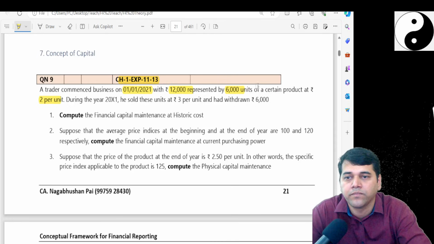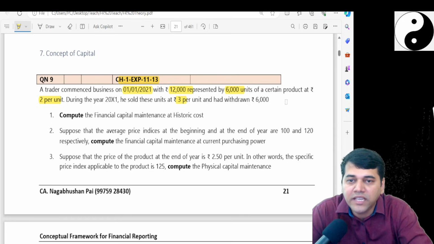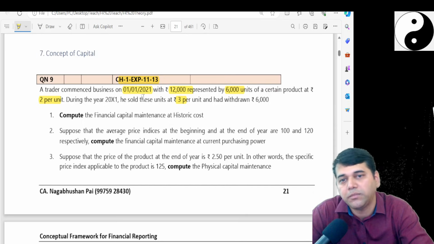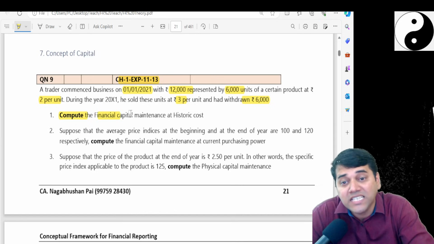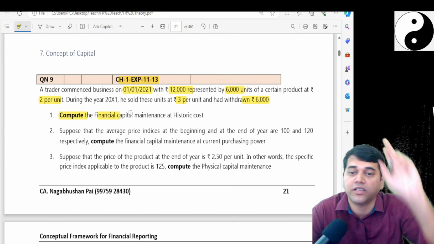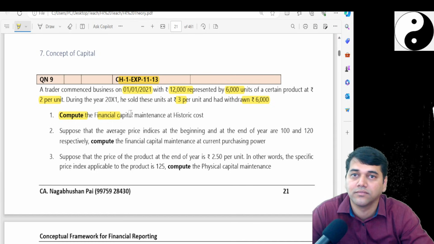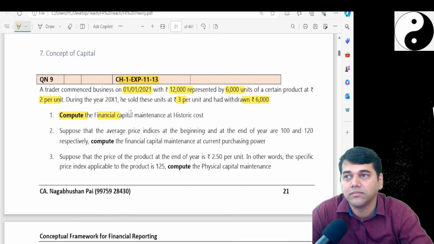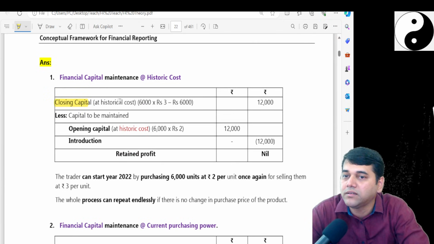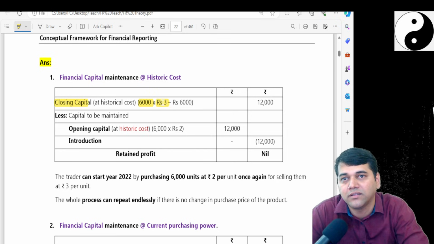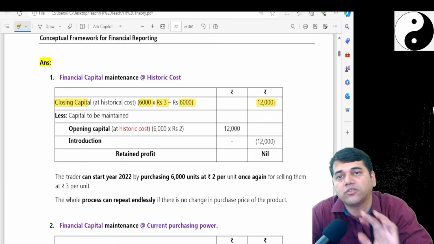You are a trader. During the year you sold at 3 rupees per unit. That means all the units were sold. How much money did you make? 18,000 rupees. And withdrew 6,000 rupees. Compute the financial capital maintenance at historical cost. Did you maintain your capital? Yes. How to know? For this we should know what your closing capital is. It is 6,000 units at 3, that means you have got 18,000 rupees bank balance. Out of this you withdrew 6,000. So at the end of the year, your cash in hand is 12,000 rupees.